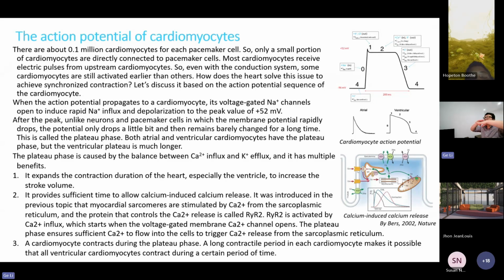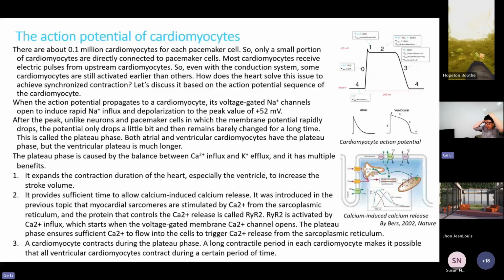Actually, it remains a dynamic balance of the cell membrane potential for a short period of time. In these cases, there's no change of the action potential. Since there's no change in action potential, the calcium channel on the cell membrane keeps open. And then RyR2 keeps open. And then this cardiomyocyte keeps contracting for a relatively long time.